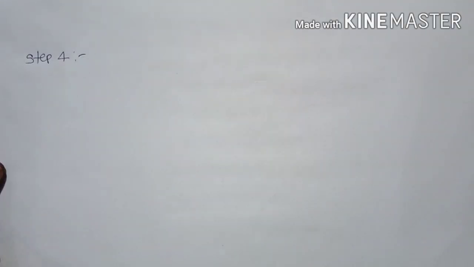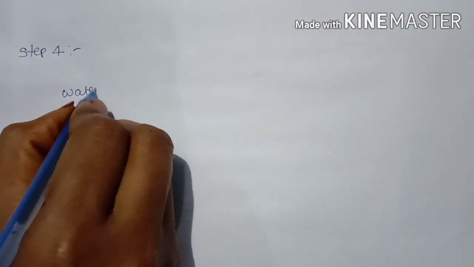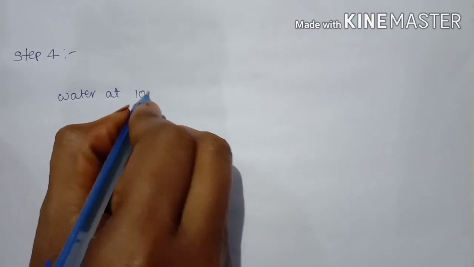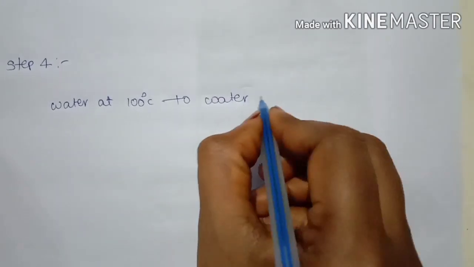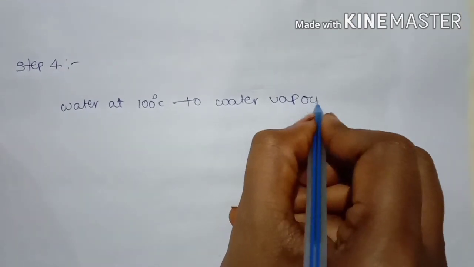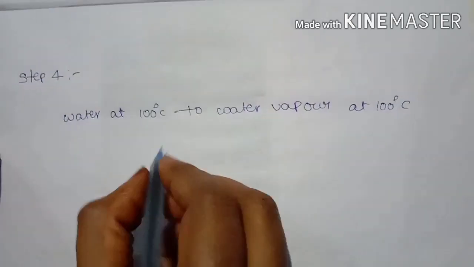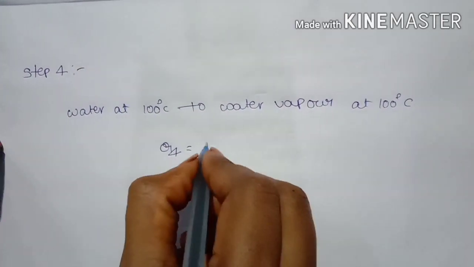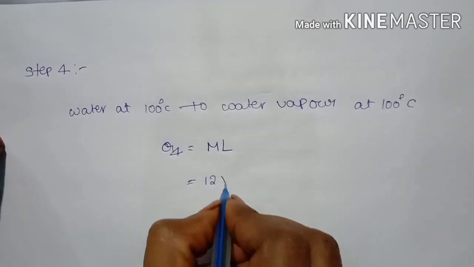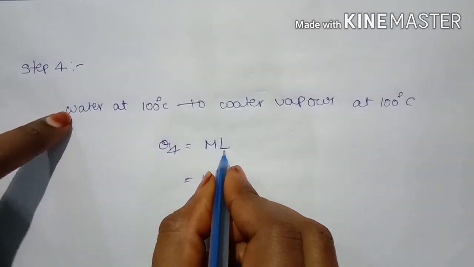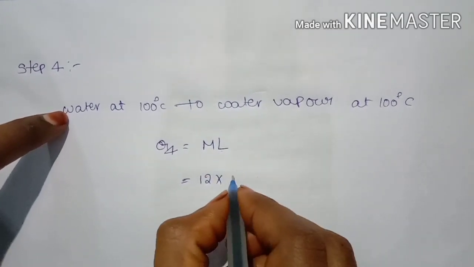Step 4: water at 100 degrees centigrade to water vapor at 100 degrees centigrade. See here, water and water vapor at 100 degrees, both are at the same temperature. Which formula do we have to use here, m s delta T or m L? Yes, m L. M is the mass and L is the latent heat of vaporization. The latent heat of vaporization of water is 540 calories.